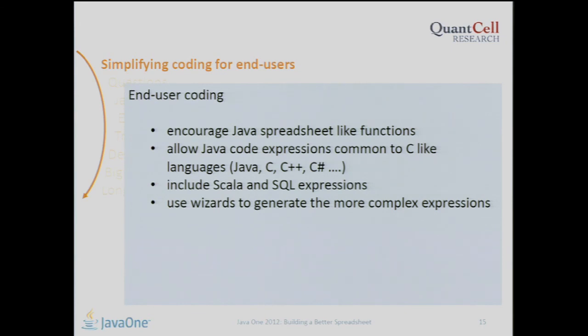And our guess is that there are at least 50 million users who know how to write those code snippets already today. Another thing that we've learned is that if your code library looks more like a function library, that's going to simplify its usage for the end user. For example, Project Lambda is going to make libraries look more like function libraries, and that's going to make these libraries easier to use for the end user in the spreadsheet environment.